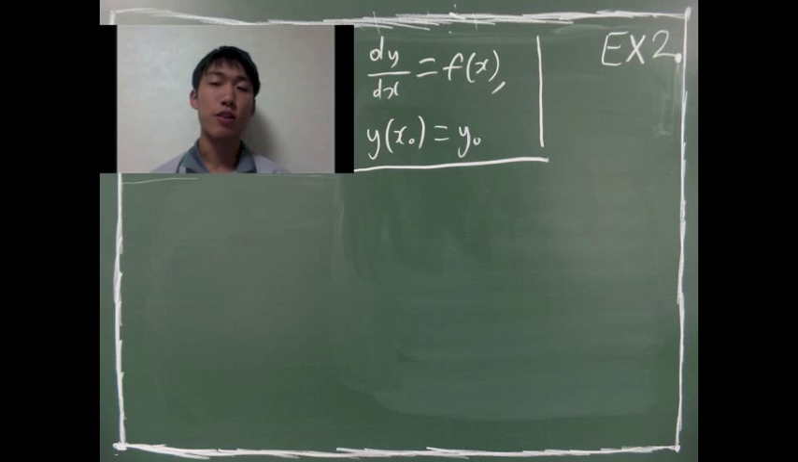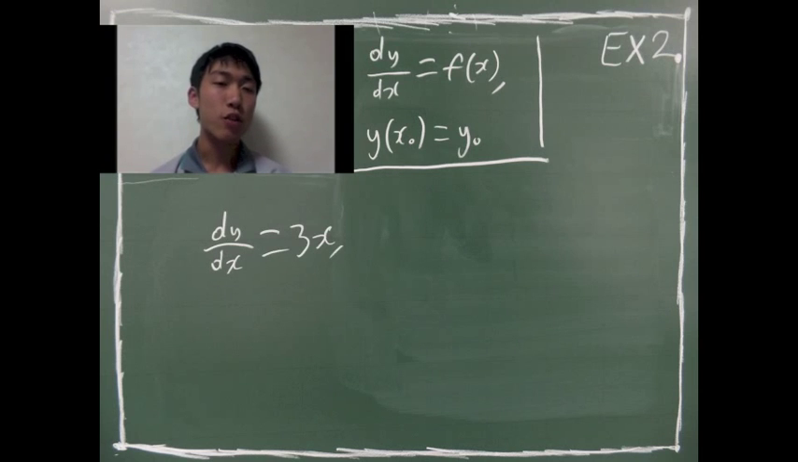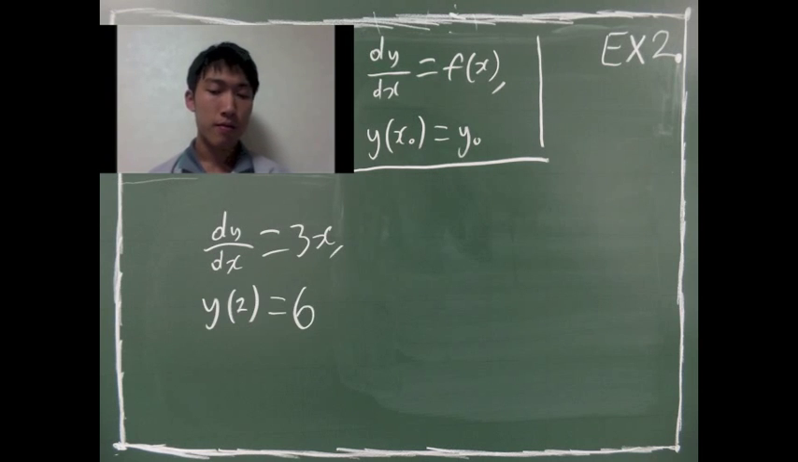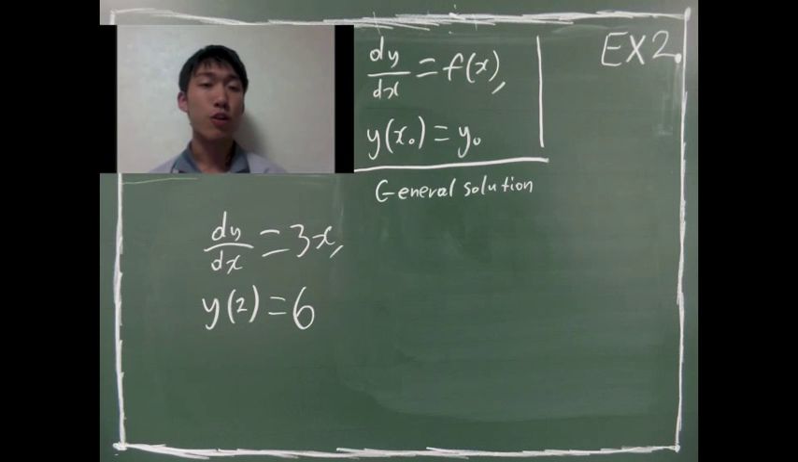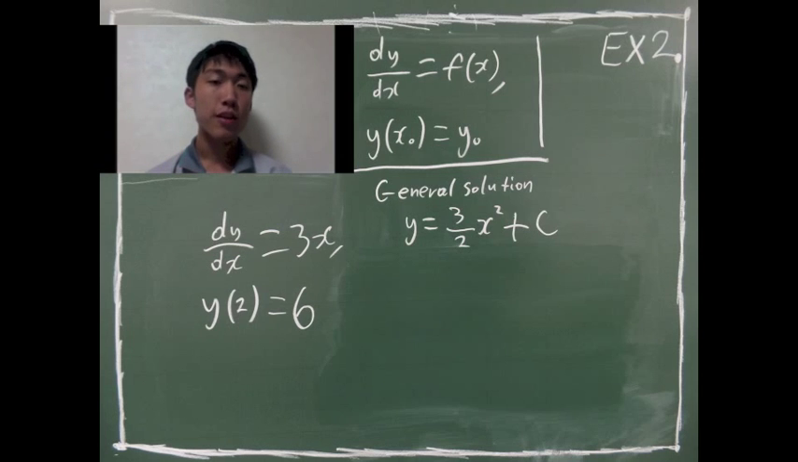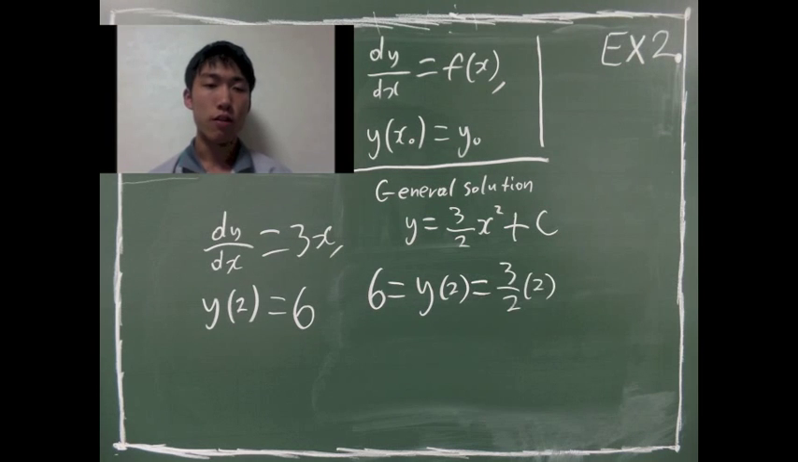Now I will try to solve an initial value problem and get a specific solution for an antiderivative curve. Let's assume that dy/dx = 3x and y(2) = 6. From our previous knowledge, we know that the general antiderivative form of 3x is y = 3/2 times x squared plus C. Proceeding from there, it can be stated that 6 = y(2) = 3/2 times 2 squared plus C.